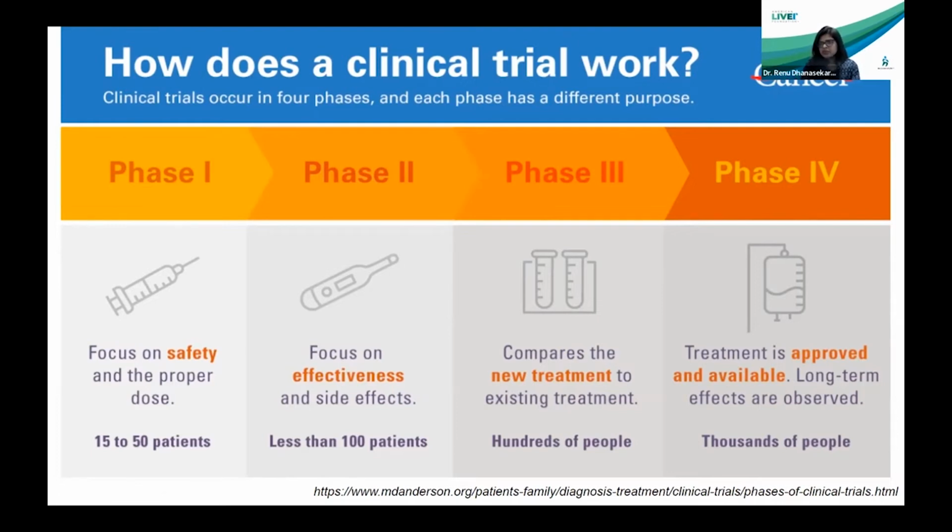So once it passes phase 1 and the drug comes to phase 2, now the focus is effectiveness. Does it work? In the case of cancer, does it shrink the tumor? Does it prevent tumor progression? Does it increase survival of the patients? And of course, we also look at side effects. This is a little bit larger, around 15 to 100 patients can participate at this phase.